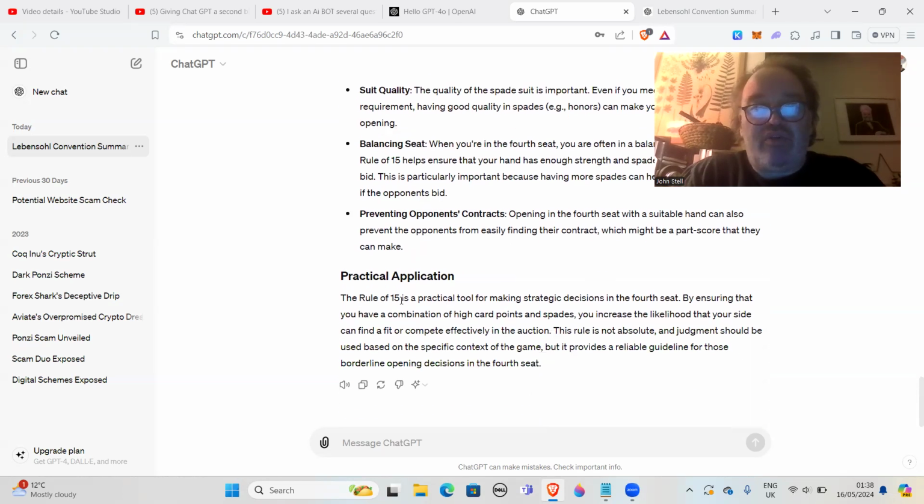Practical application. The rule of 15 is a practical tool for making strategic decisions in the fourth seat. By ensuring that you have a combination of high card points and spades, you increase the likelihood that your side can find a fit or compete effectively in the auction. This rule is not an absolute, and judgment should be used based on the specific context of the game, but it provides a reliable guideline for those borderline hands.